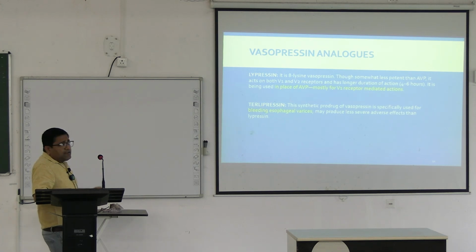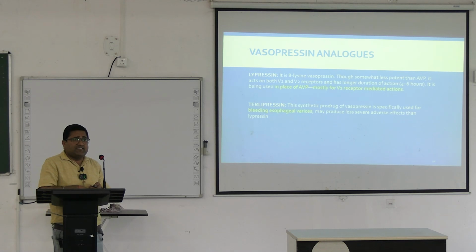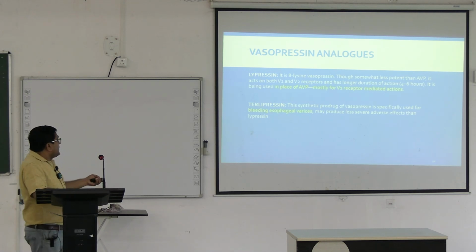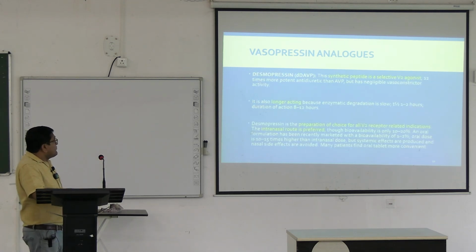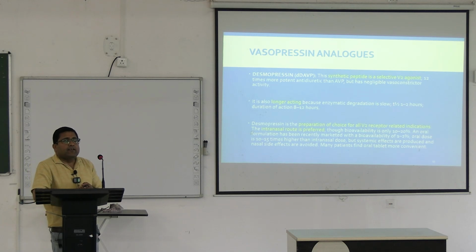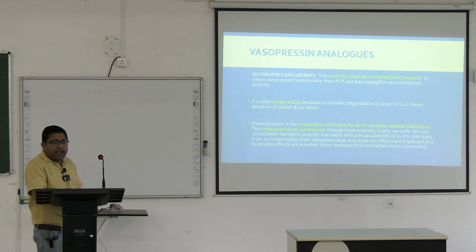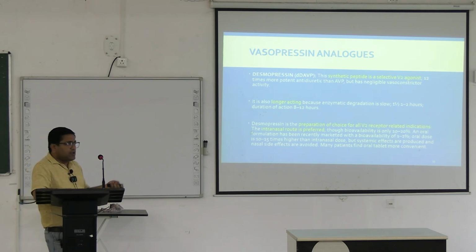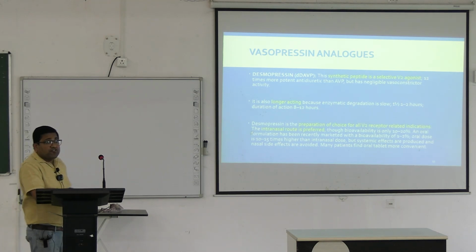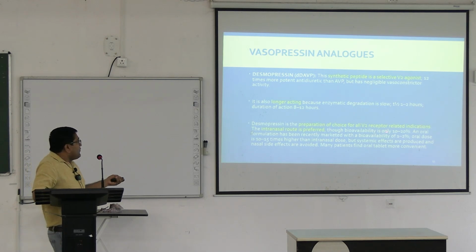Now, terlipressin is primarily used in bleeding esophageal varices. Desmopressin is a synthetic vasopressin analog that is a selective V2 agonist. They are longer acting compared to the other analogs. They are the preparation of choice for all V2 receptor related indications.